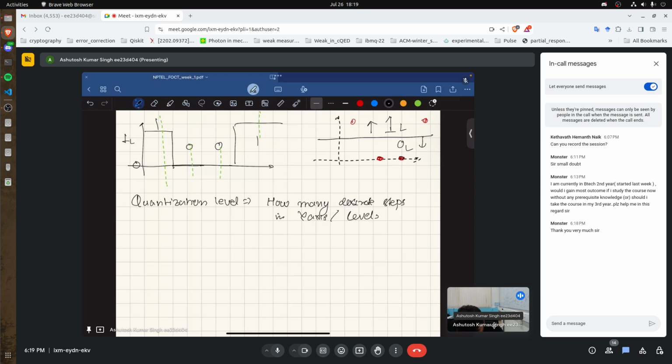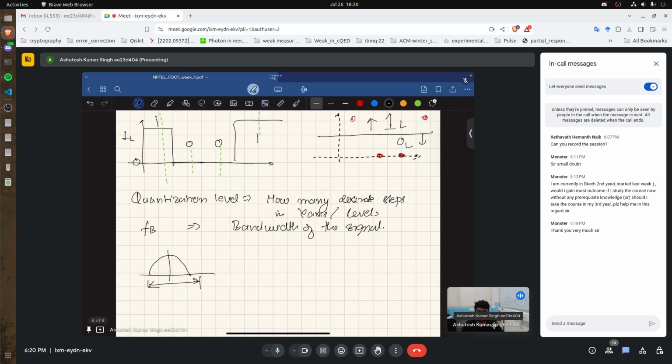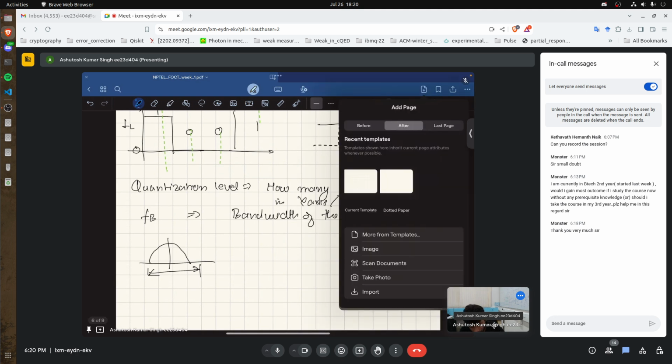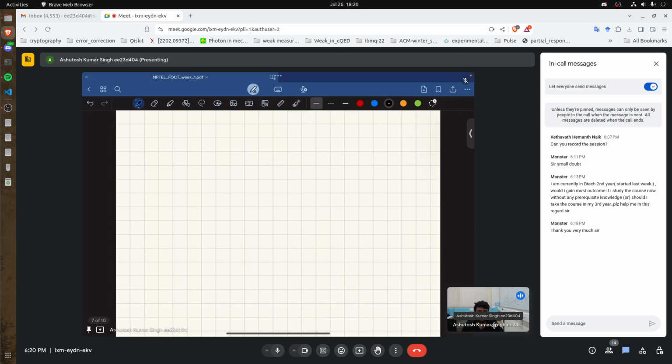The second is the bandwidth of the signal. Now, bandwidth of the signal is similar to what we discussed earlier, where you have a frequency spectrum, and your data is encoded on this. Now this was just the basic foundation that is necessary to delve into what we are going to discuss now.